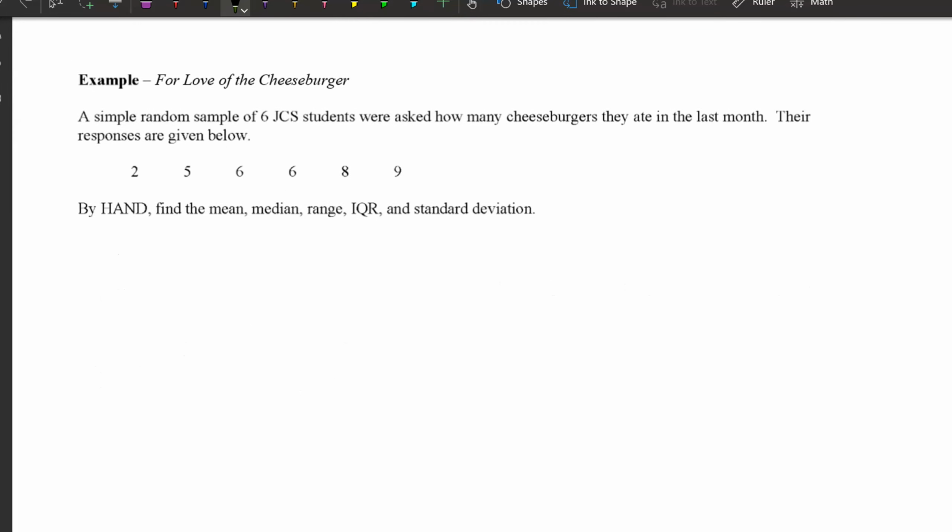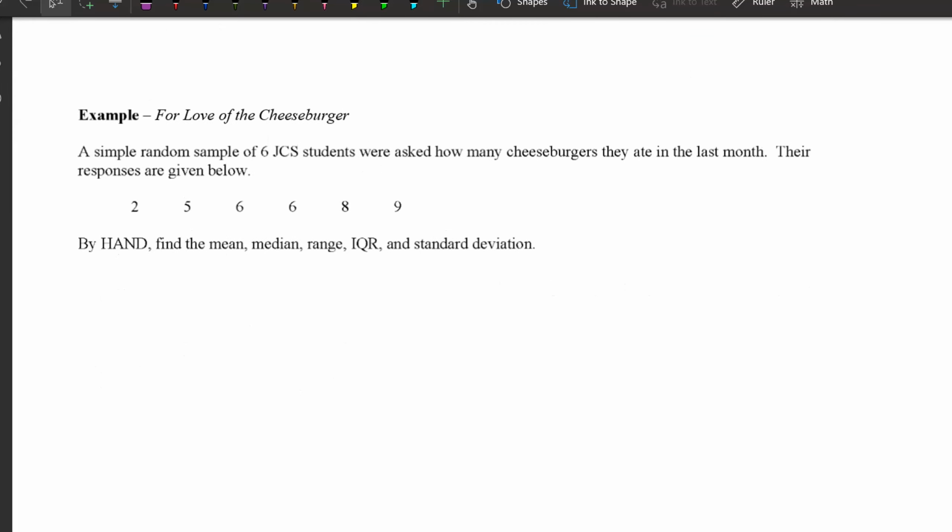Okay. So find the mean, median, range, IQR, and standard deviation by hand, and then find them with the calculator.